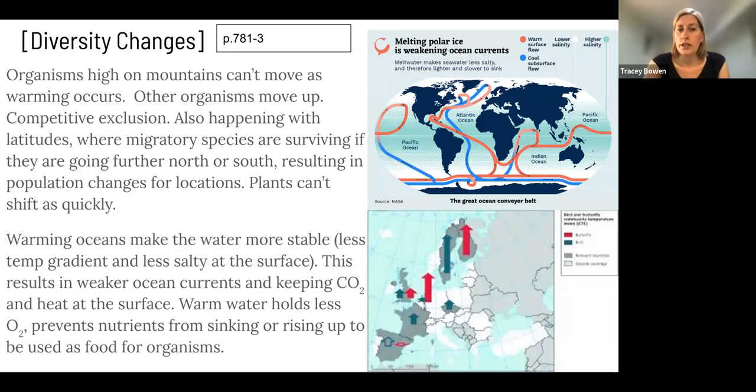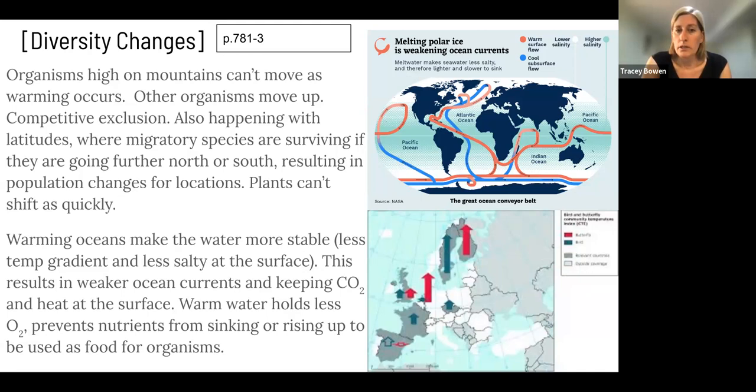So warming oceans make the water more stable. And currently we have an ocean current system that includes a rising and falling of ocean water due to temperature and salinity changes that will then cool ocean water and also rise up nutrients off of the ocean floor, as well as sinking dead stuff, as well as algae down to the depths of the ocean.